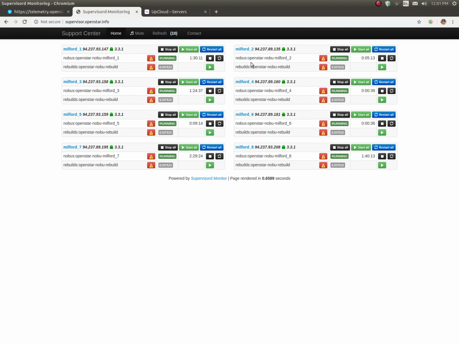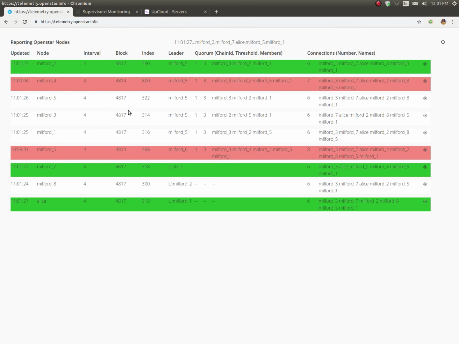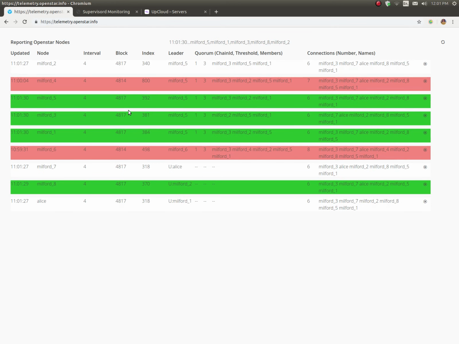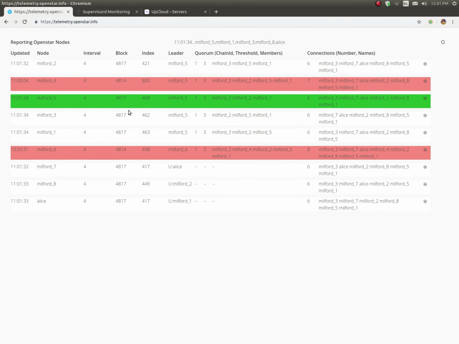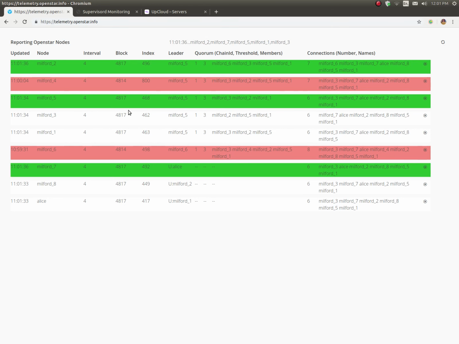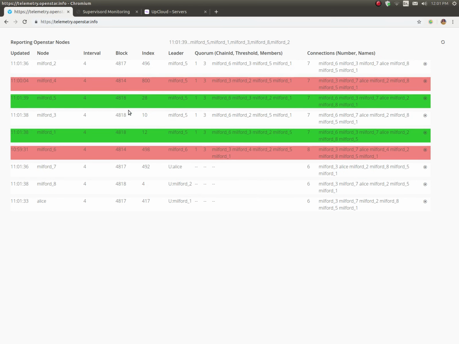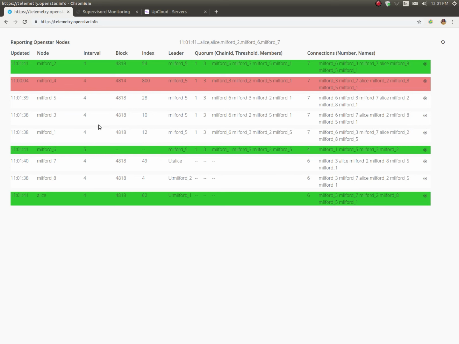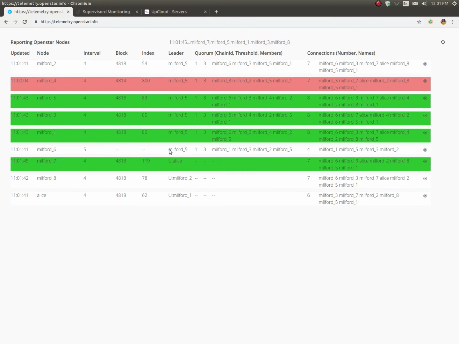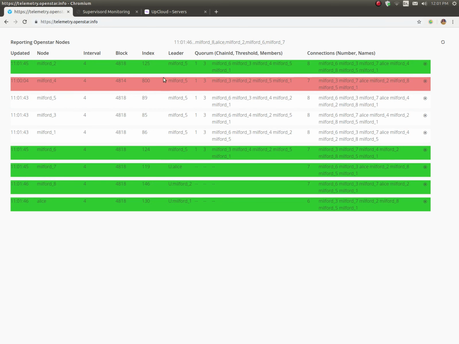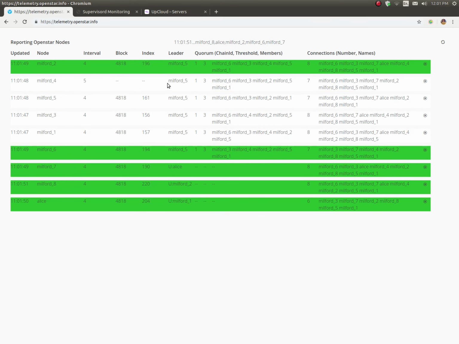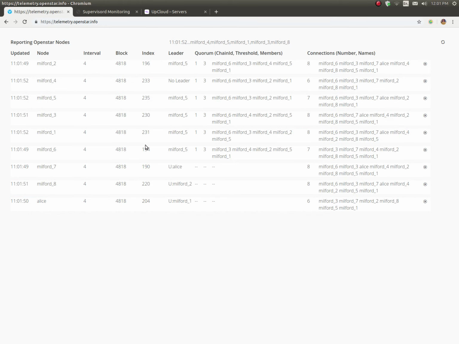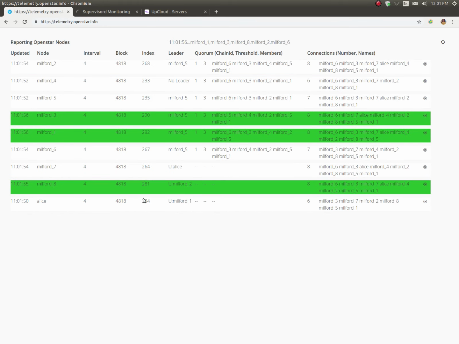Did it start? Yes. And there's Milford 6 has come back online. He's part of the quorum. Milford 4 comes back online. Also part of the quorum. And the transactions continue on.